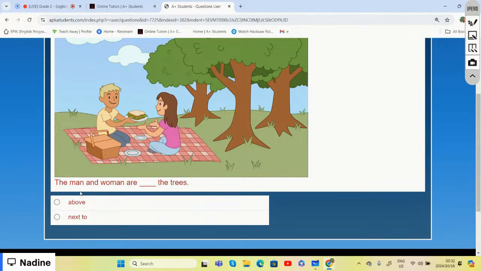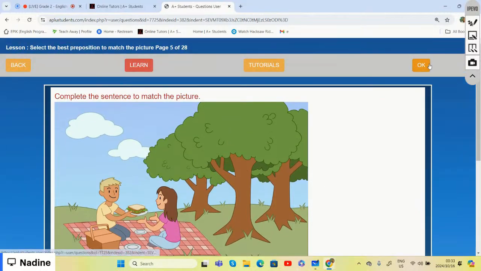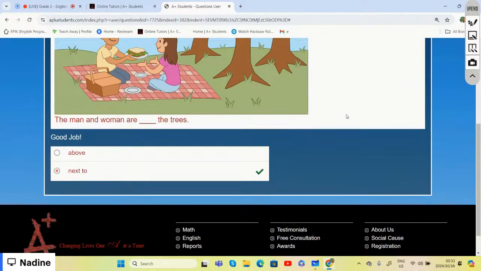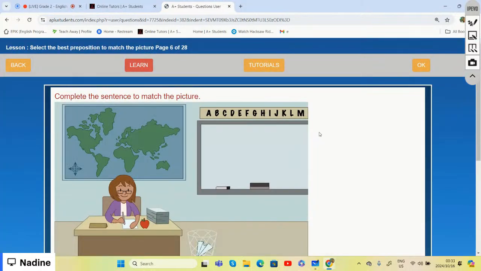And if we were to select the correct option, we can say the man and woman are next to the trees because there's the trees and here is there. So next to is correct.